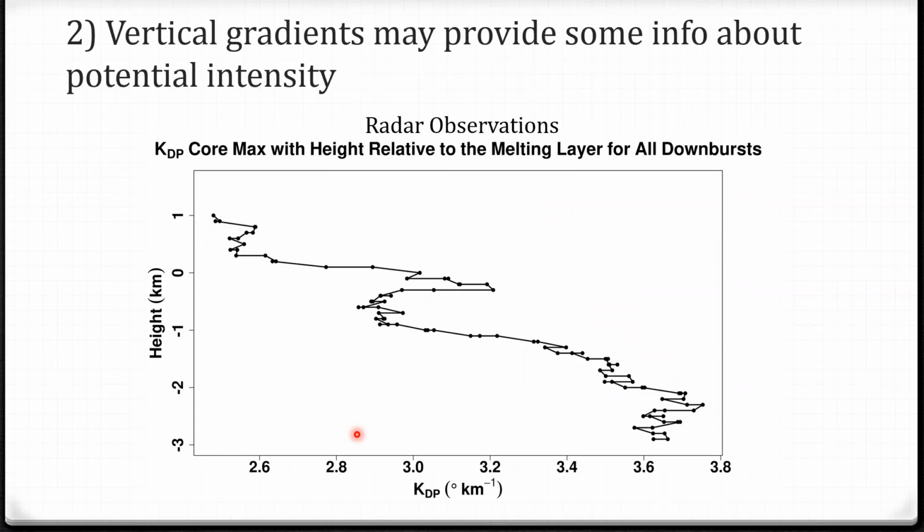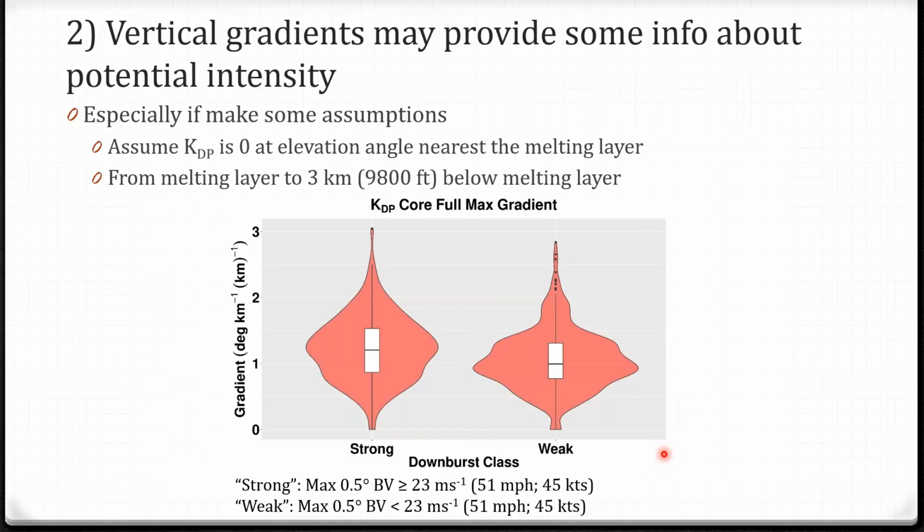So this is looking at all 81 downbursts. What does the KDP look like in the vertical? And we see a pretty similar pattern where it increases below the melting layer as we might expect with melting. And we probably reach some maximum where either melting has ended and we're starting evaporation or other processes are occurring. So it looks pretty similar to what we saw with the simulations, and that is encouraging.